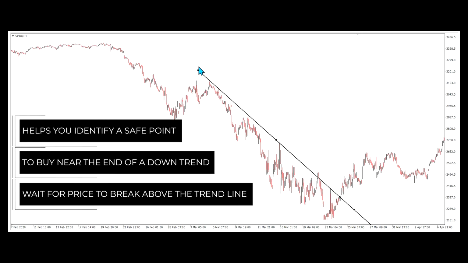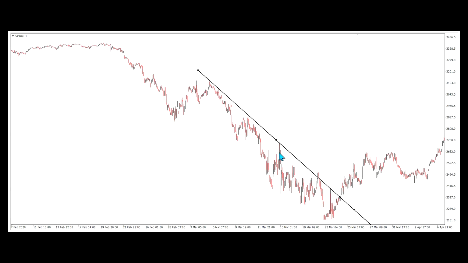So in this case here, I drew a trend line, extending all the way down here. And you can see that the price has been following it, and every time it tries to break above this trend line, it actually rejects it. So you can see clearly it's in a downtrend. So what you want to do is wait for the price to break above this downward trend line, and then look to buy here.